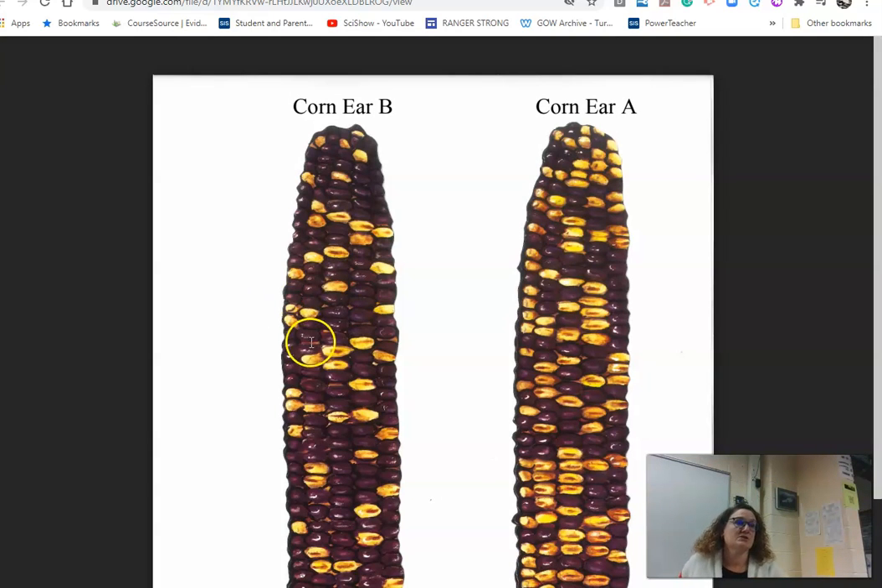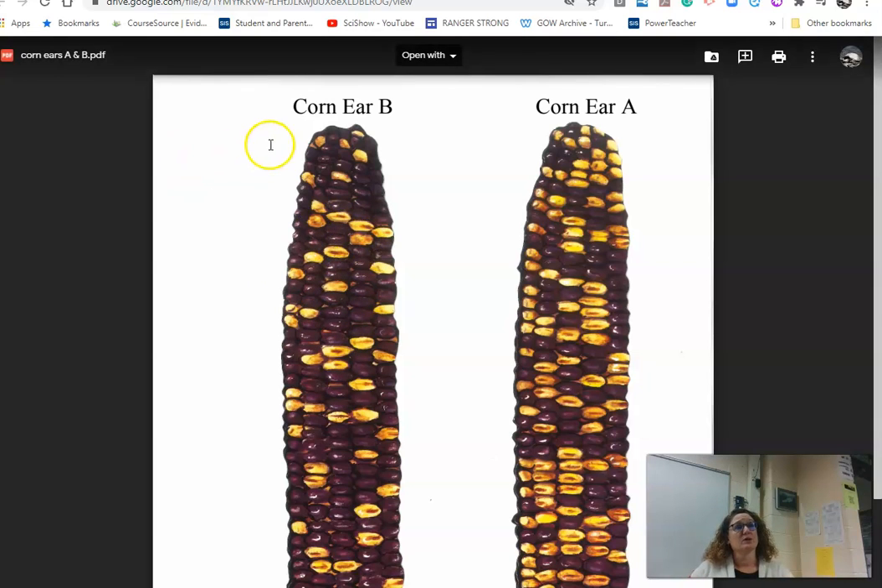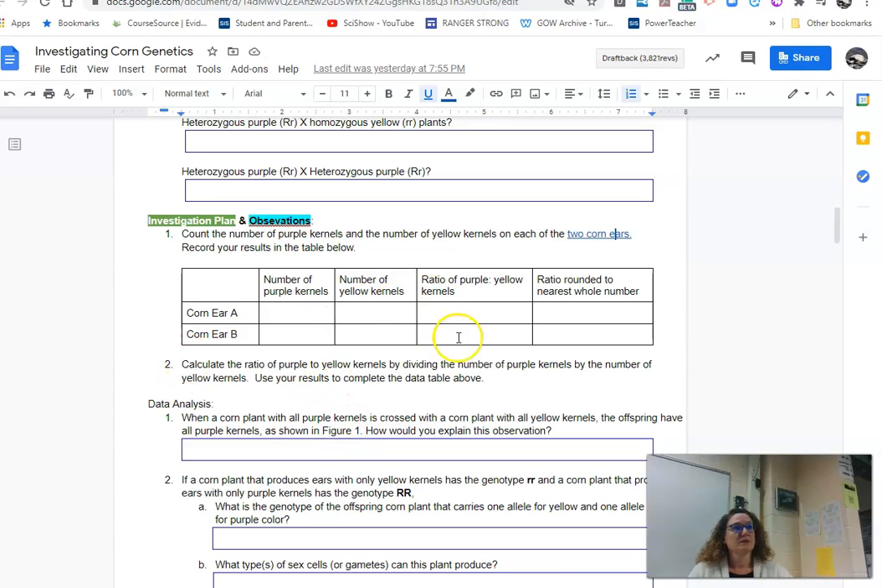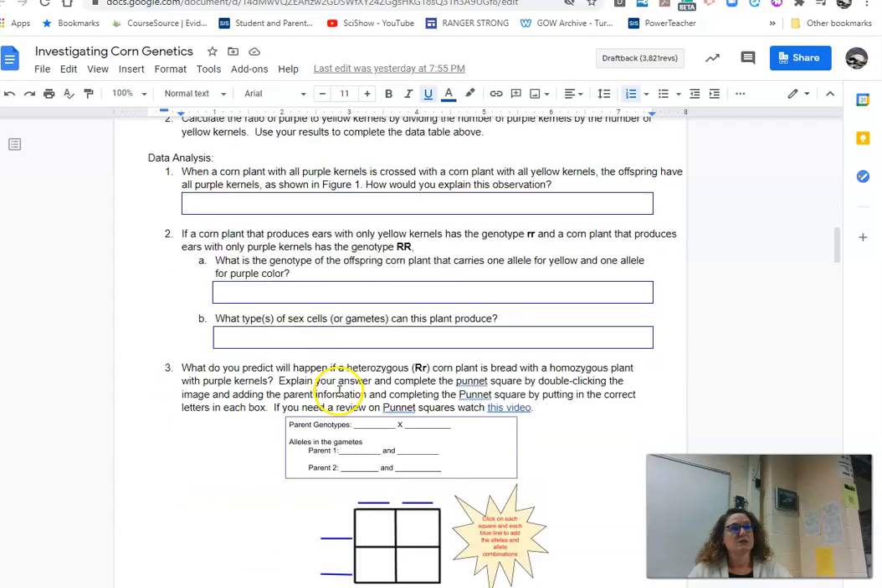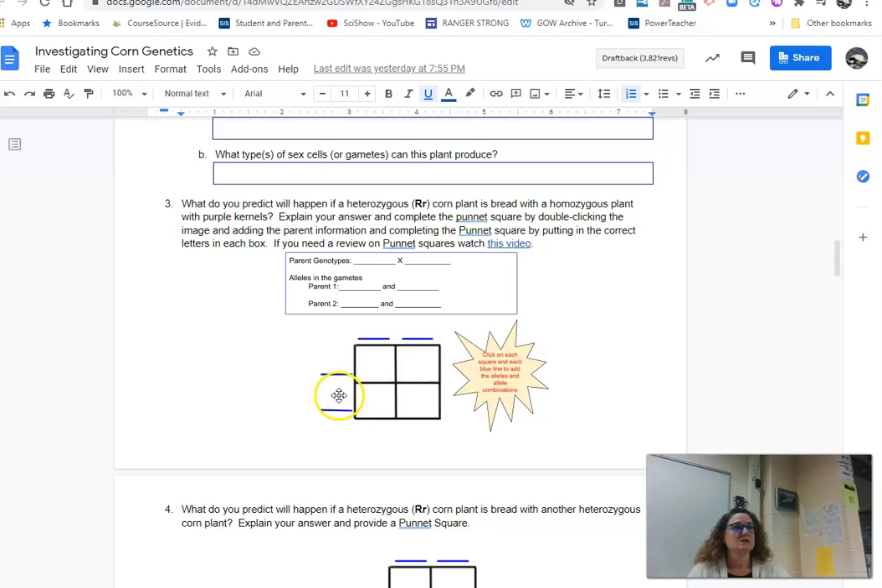Okay, so for this first cross, you're just counting the number of purple and the number of yellow for corn. Make sure you're paying attention to which ear is which. This is B and this is A. It's just the way that it got scanned. So you look at that and do some counting, fill that in, get the ratios, answer some questions, do some data analysis. For the Punnett squares, these are drawings.